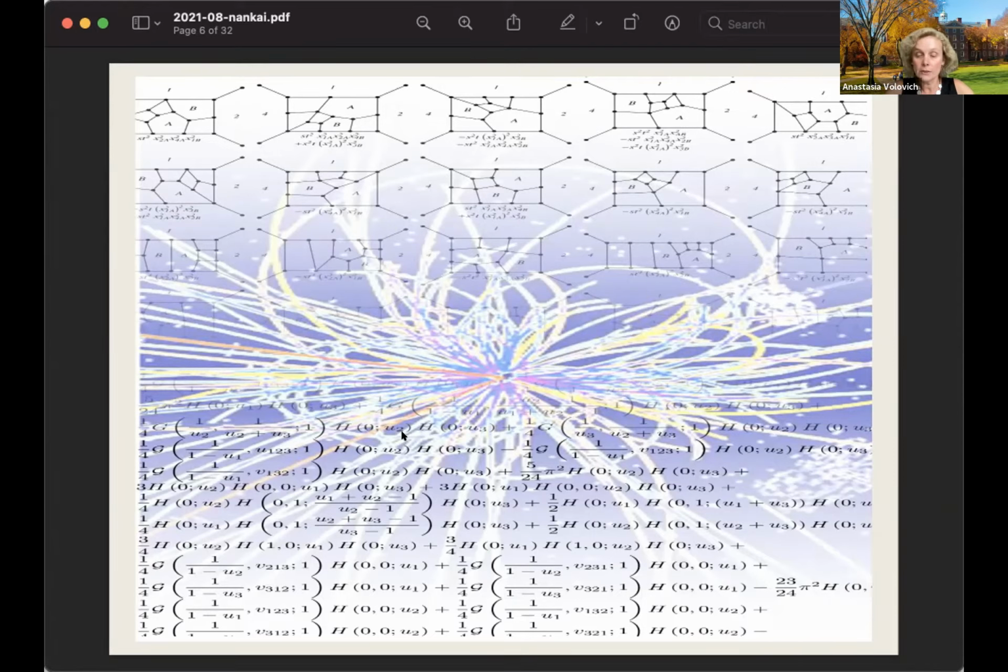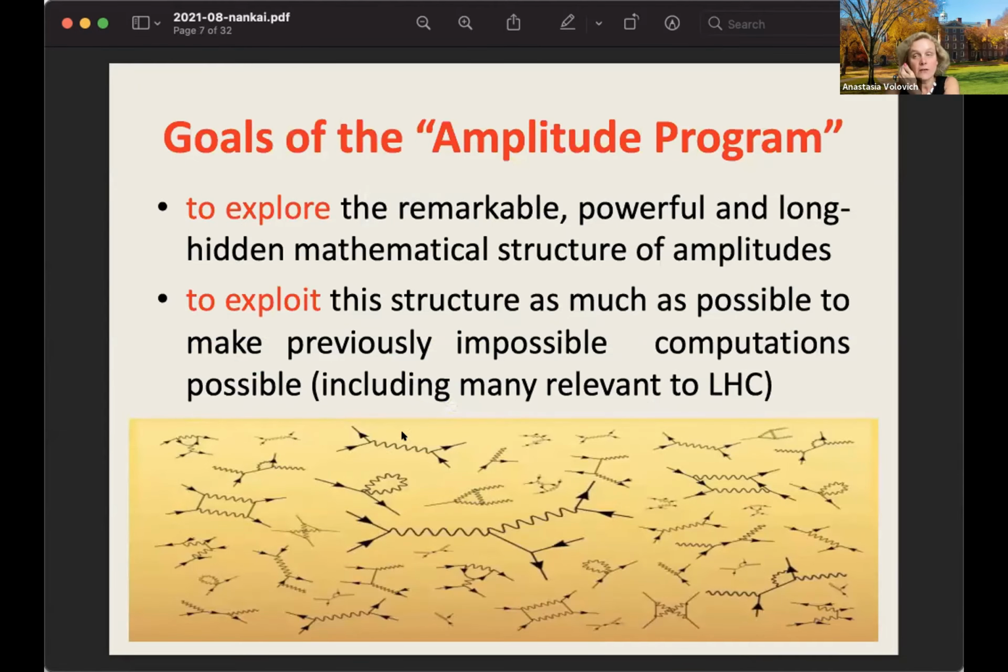And what we need to do is develop some new tools for doing these computations. And thus, this Amplitudes program, there's a number of people who are working on this. There's an annual conference on that. And so the goals of this program are twofold.